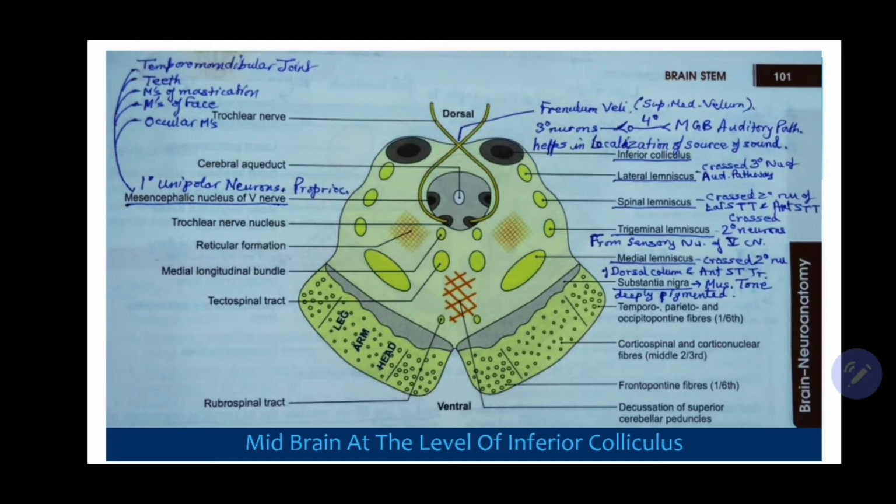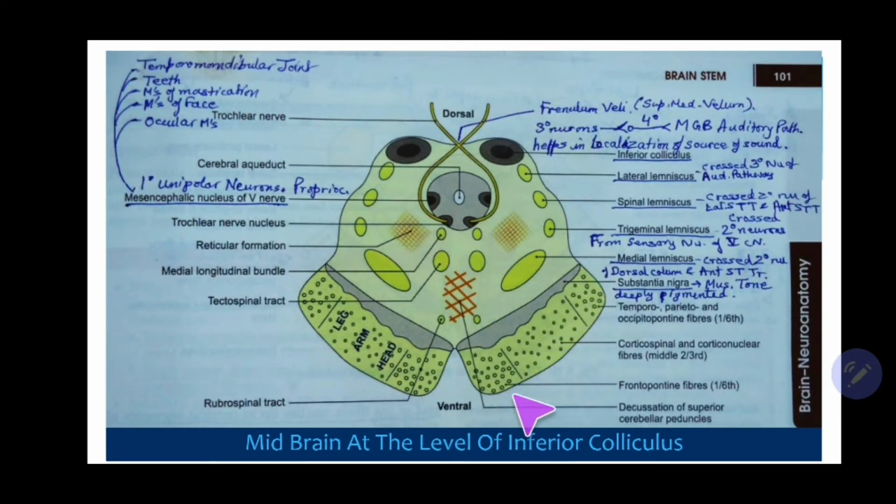Okay, so now let's see the next diagram. Now we are going to study the midbrain at the level of inferior colliculus. At the level of inferior colliculus, let's study the gray matter first. Let's study first the crus cerebri, because the crus cerebri is the same, both in the upper and lower portion, and then after that we'll study the tegmentum and tectum.